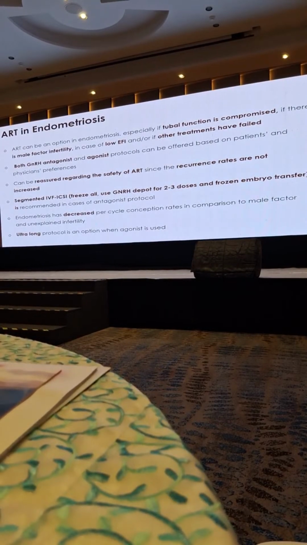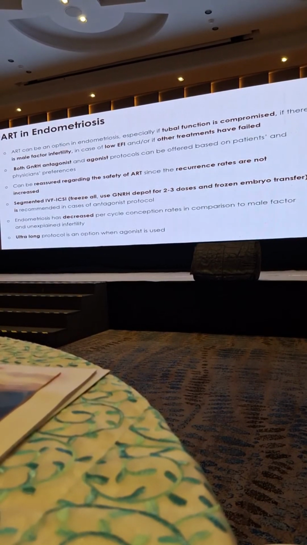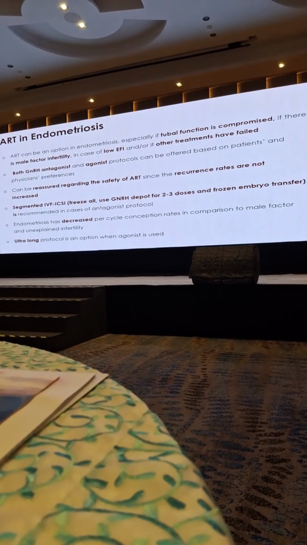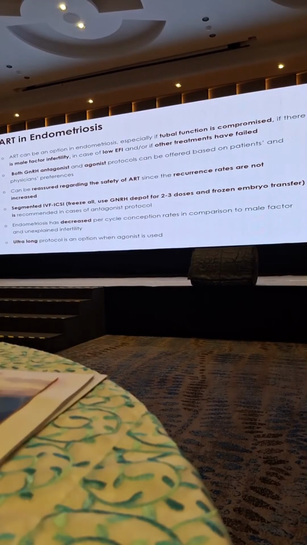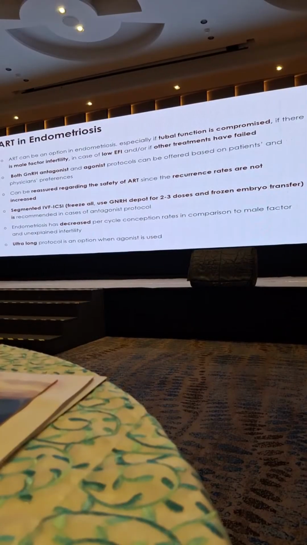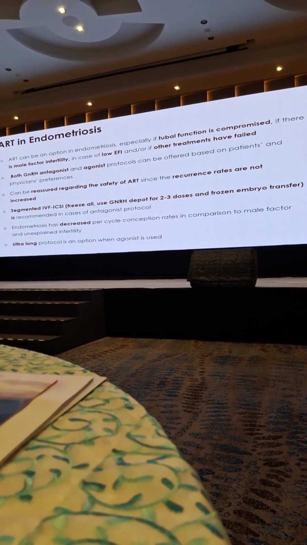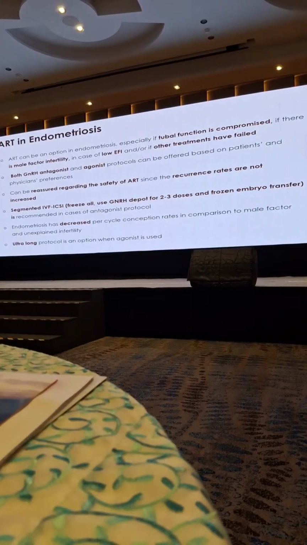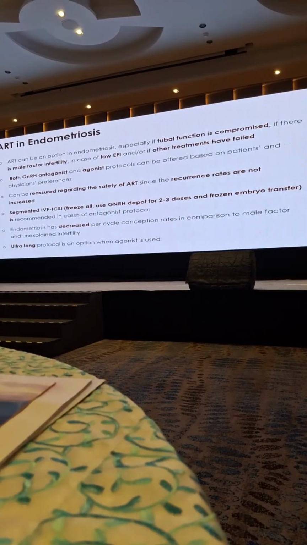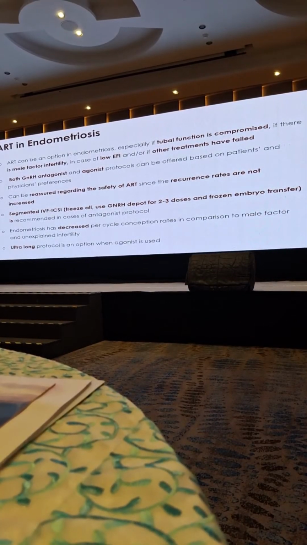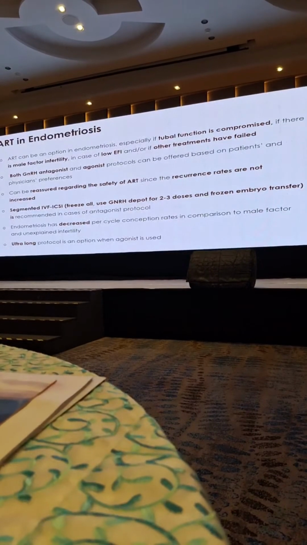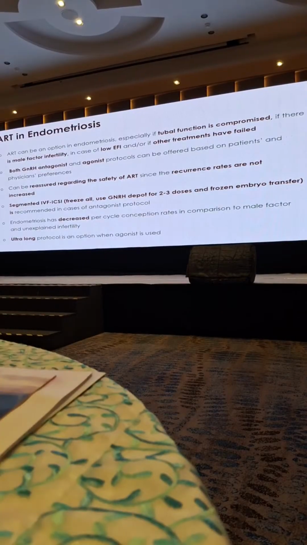Now, ART in endometriosis. ART can be an option in endometriosis, especially if tubal function is compromised, if there is male factor infertility, in case of low EFI, and or if other treatments have failed. Both antagonist and agonist protocols can be offered based on patients' and physicians' preferences. Patients can be reassured regarding the safety of ART since the recurrence rates are not increased. Segmented IVF, that is freeze-all using GnRH depot or an antagonist before embryo transfer, is recommended in cases of endometriosis.